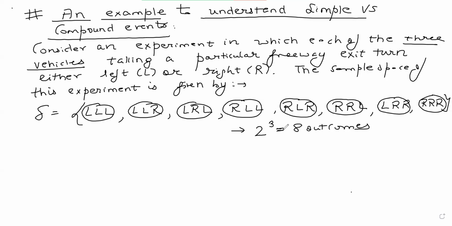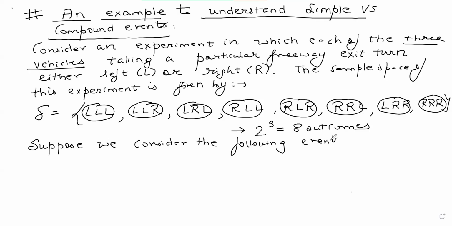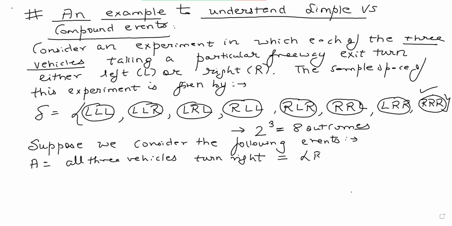Now suppose we consider the following events. Event A is all three vehicles turn right. How many outcomes are there? Only one, RRR. This is a simple event.